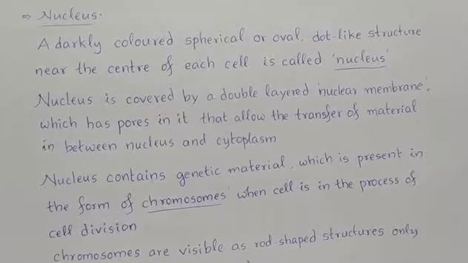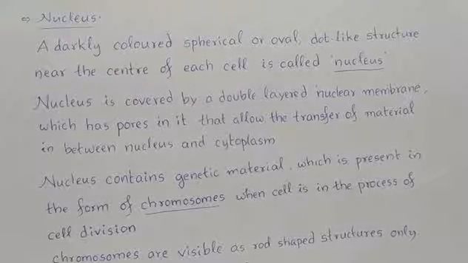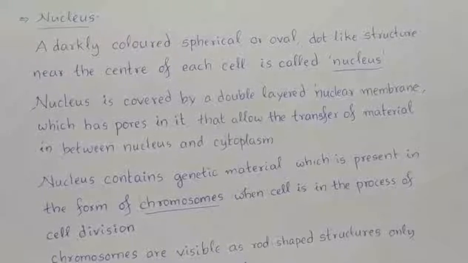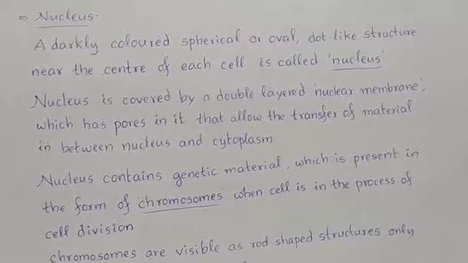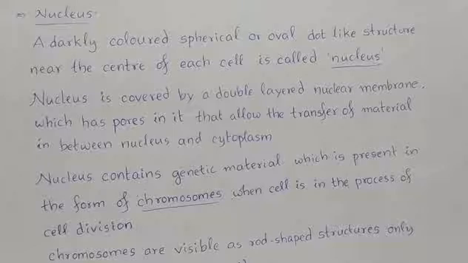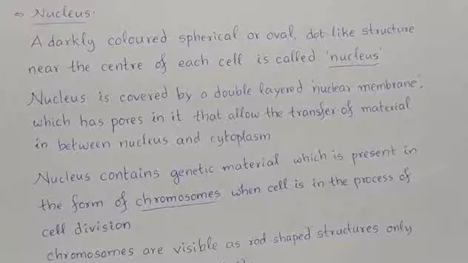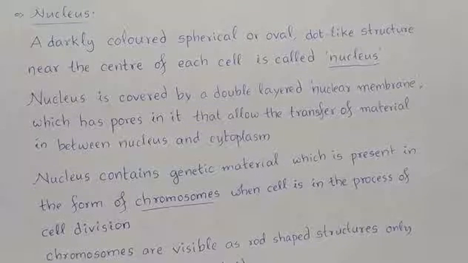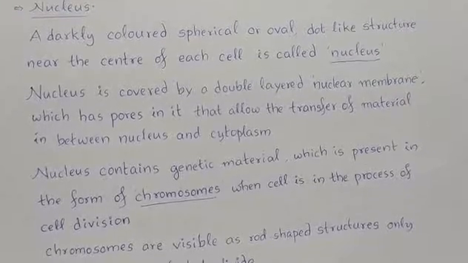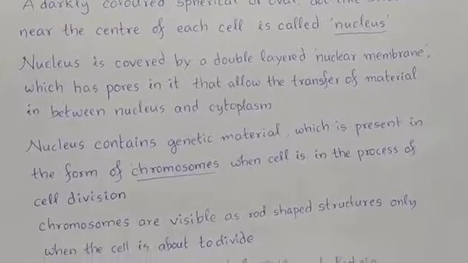Nucleus is covered by a double-layered covering membrane, which is known as the nuclear membrane. This nuclear membrane has pores in it, and these pores allow the transfer of material from inside the nucleus to outside the nucleus, that is into the cytoplasm, and from the cytoplasm into the nucleus. So simply to speak, the pores in the nuclear membrane allow the transfer of material between the nucleus and cytoplasm.